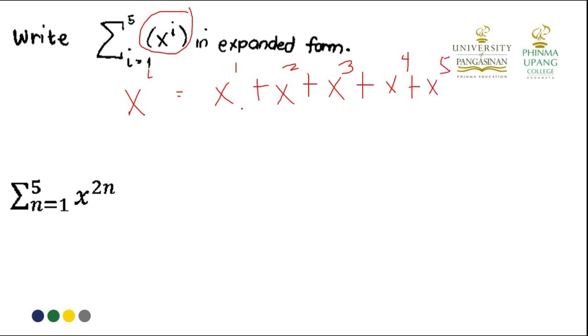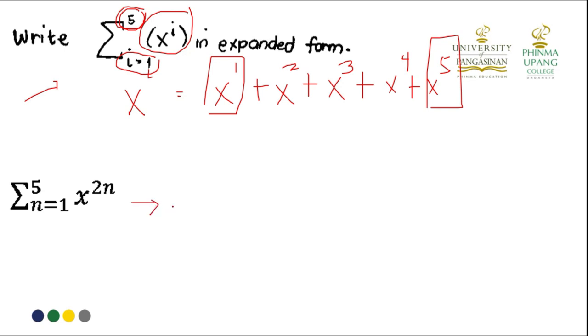Sir, stop na po ba kami diyan? Kailan nyo malalaman, sir, kung mag-stop na po kami? Depende yan kung ano yung nakalagay sa upper limit mo, which is 5. Your index is 1. That's why we have 1 here. The upper part is 5. That's why we stop at x raised to 5. And that is the answer in number 1 problem.